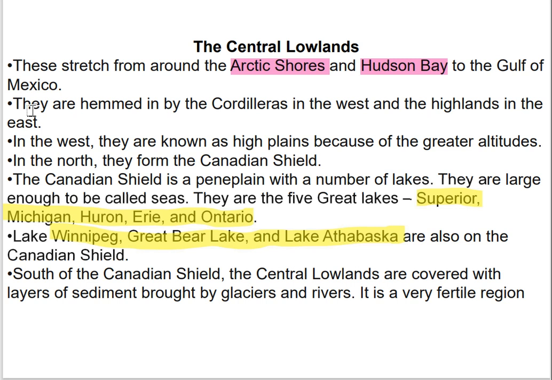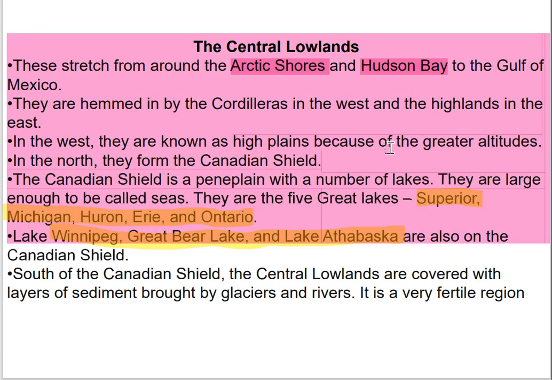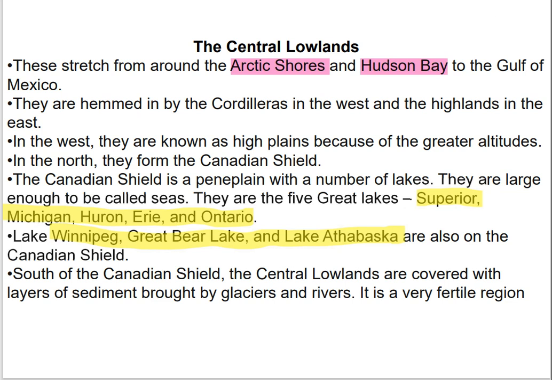The central lowlands are hemmed in by the Cordilleras in the west and the highlands in the east. We had already seen on the map the Cordilleras in the west and the highlands in the east. In the west they are known as the high plains because of the greater altitude. In the north, they form the Canadian Shield.